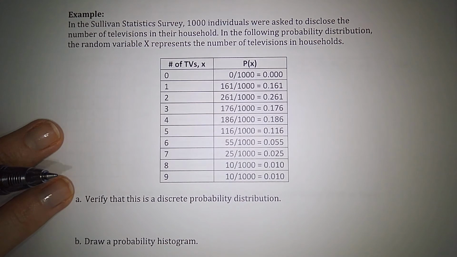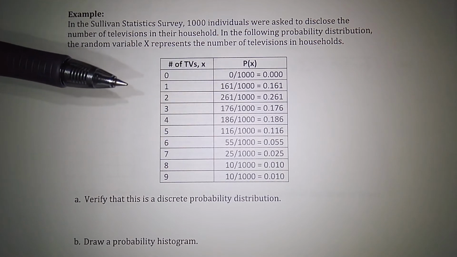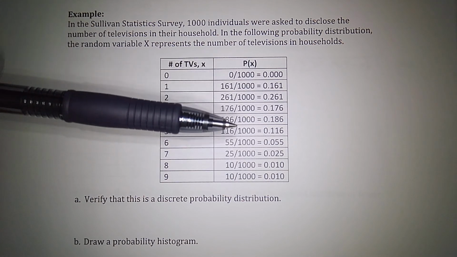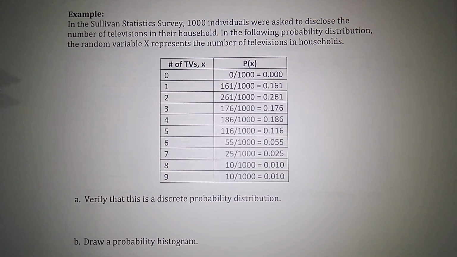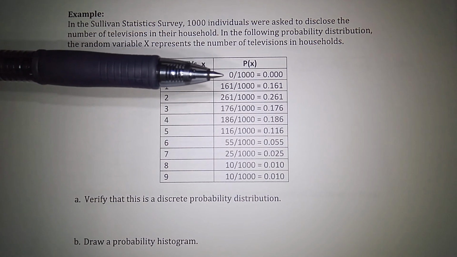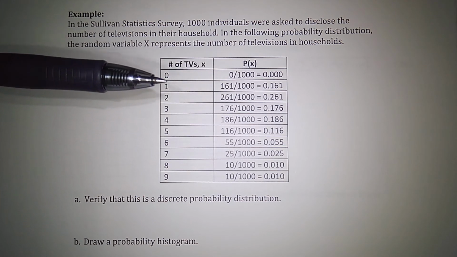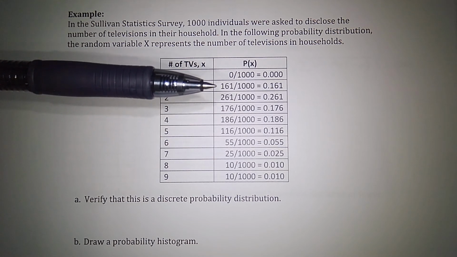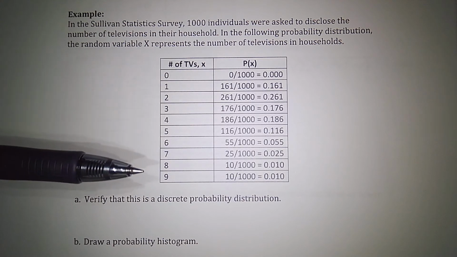In the Sullivan Statistics Survey, 1,000 individuals were asked to disclose the number of televisions in their household. In the following probability distribution, the random variable x represents the number of televisions in the household. So I surveyed 1,000 people, and I asked, do you have a TV and how many do you have in your house? There were 0 households out of 1,000 that said they had 0 TVs. There were 161 households out of 1,000 that said they have 1 TV, and so on.